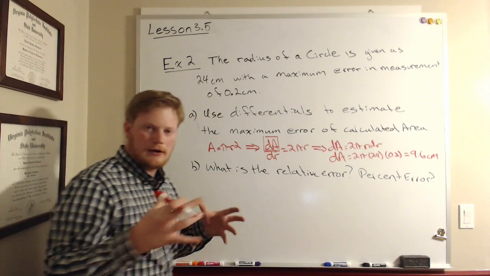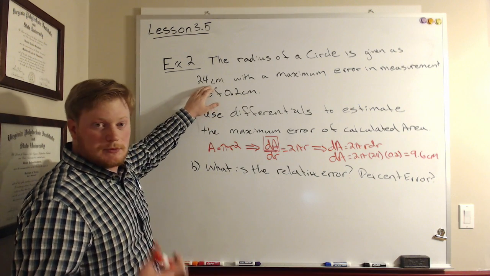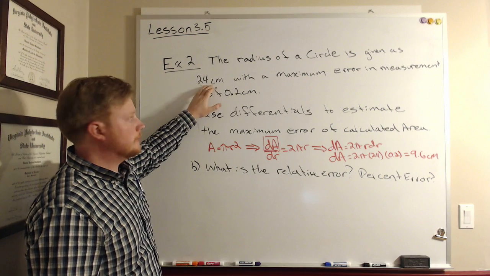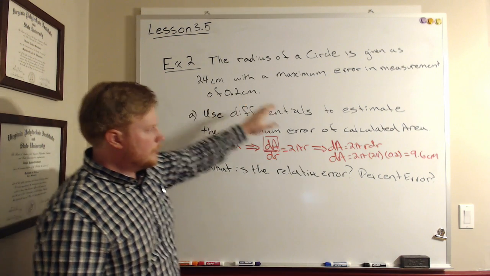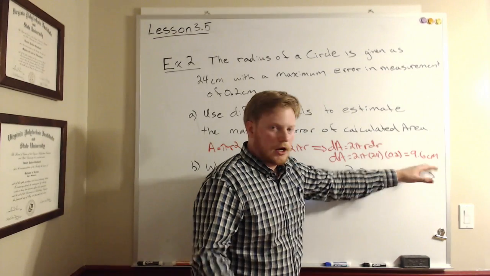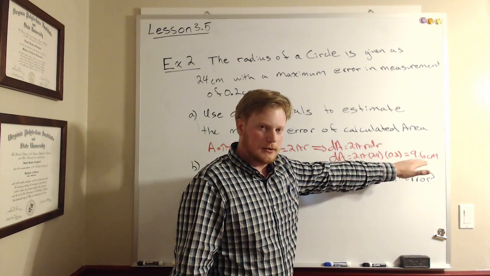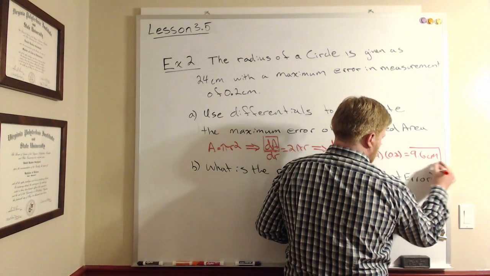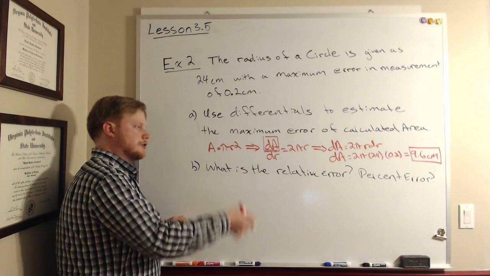Okay. So if we calculated the area of this disk with the measurement of 24 centimeters for the radius, knowing that that measurement could be off by 0.2 centimeters, we could estimate that our measurement of the area could be off by about 9.6 pi. Okay, so that would be our maximum possible area, or error in measuring the area.